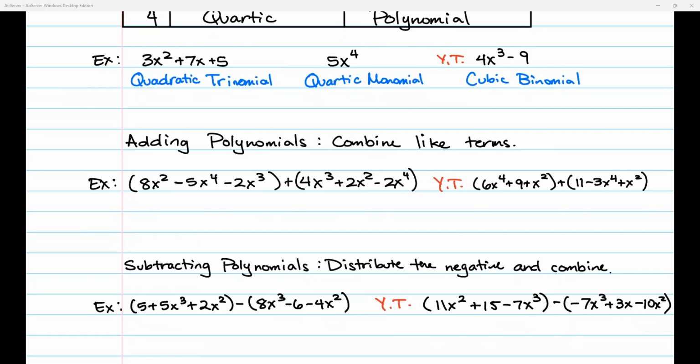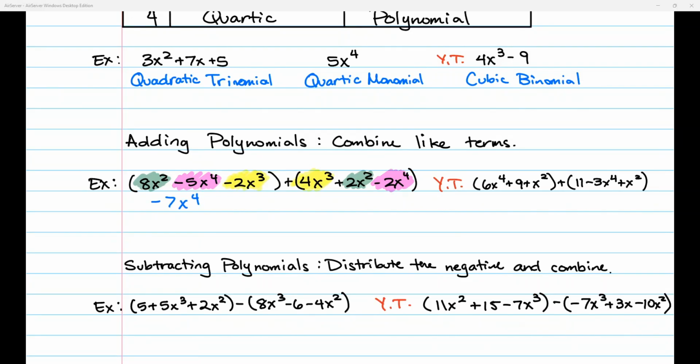So let's see. I know that 8x squared will combine with a 2x squared because they have the same exponent. I also know that a negative 5x to the 4th will combine with this negative 2x to the 4th. And I know that this negative 2x cubed will combine with this positive 4x cubed. Now here's the thing. The standard practice in mathematics is to write this in standard form. That means to write the biggest exponent first. So I'm going to start with the biggest exponent, which in this case is going to be 4. That means I'm going to combine the negative 5x to the 4th with negative 2x to the 4th. Negative 5 minus 2 is a negative 7, so this becomes negative 7x to the 4th.